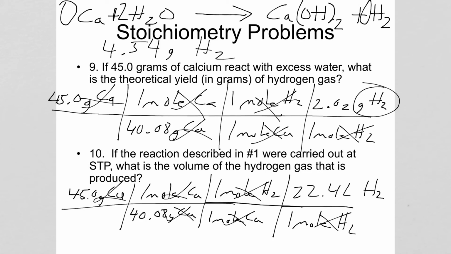Cancel out all the units, multiply across the top, divide by the bottom, and when we do, we get a theoretical yield of 50.3 liters of hydrogen gas. So that's our answer for number 10. So let's move on to number 11.